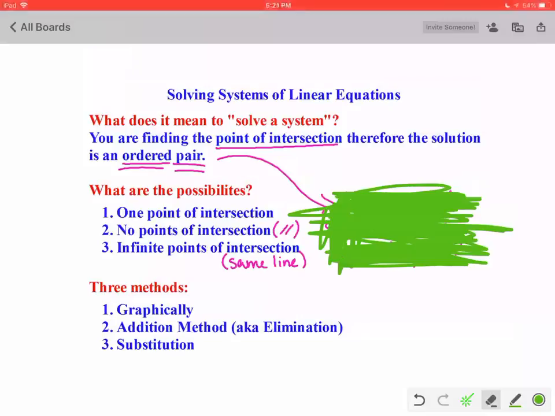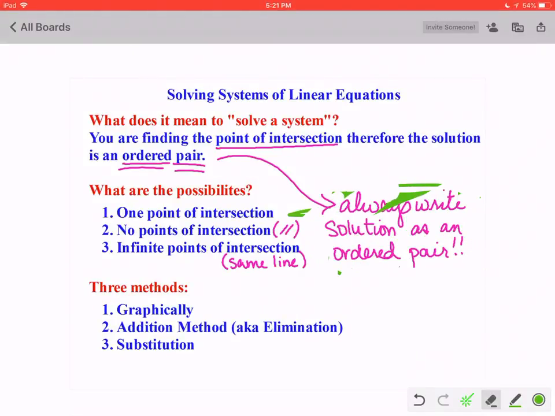That means you're finding the point of intersection. So the solution is an ordered pair, and remember to always write your solution as an ordered pair. The possibilities are one point of intersection, no points of intersection, and that's when the lines are parallel, and infinite points of intersection, and that means they're the same line.